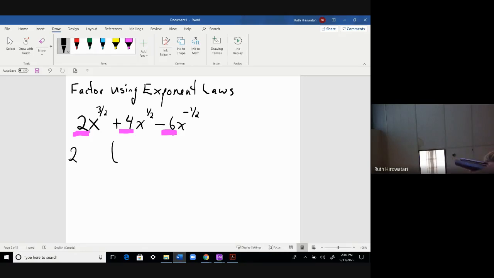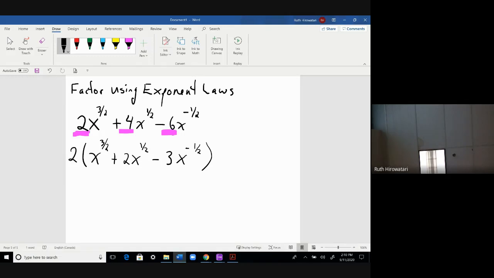And so, let me do this in 2 steps. I think maybe you'll understand it better. So if I took out a 2, I would have x to the 3/2 plus 2x to the 1/2 minus 3x to the negative 1/2. Okay, so far so good?